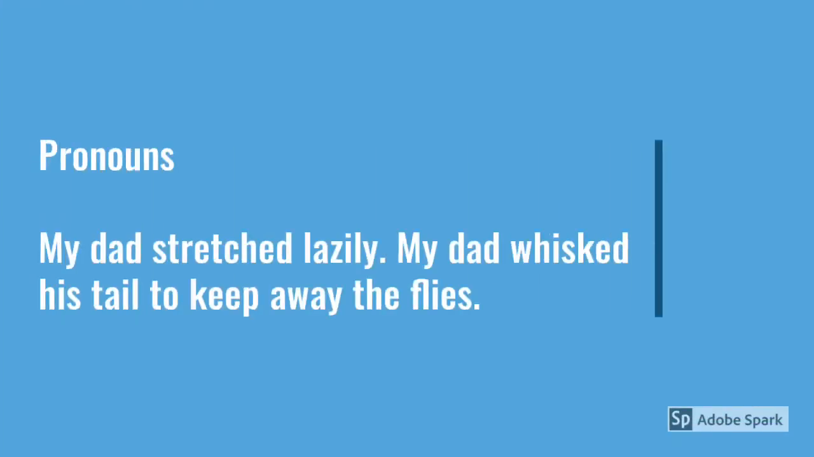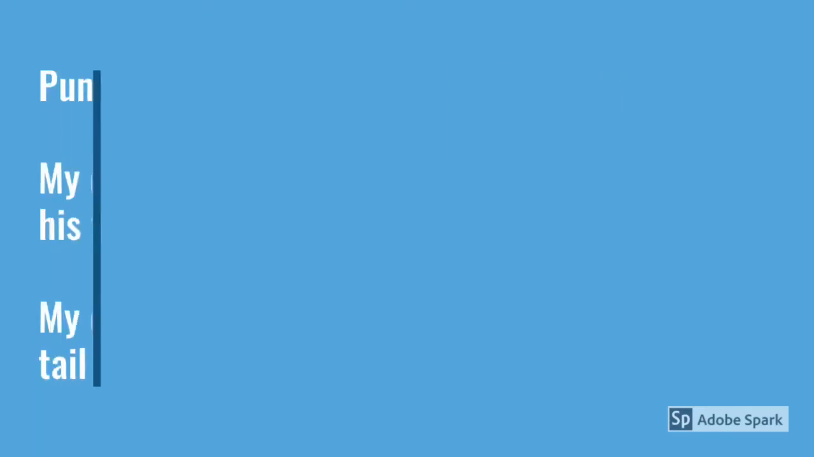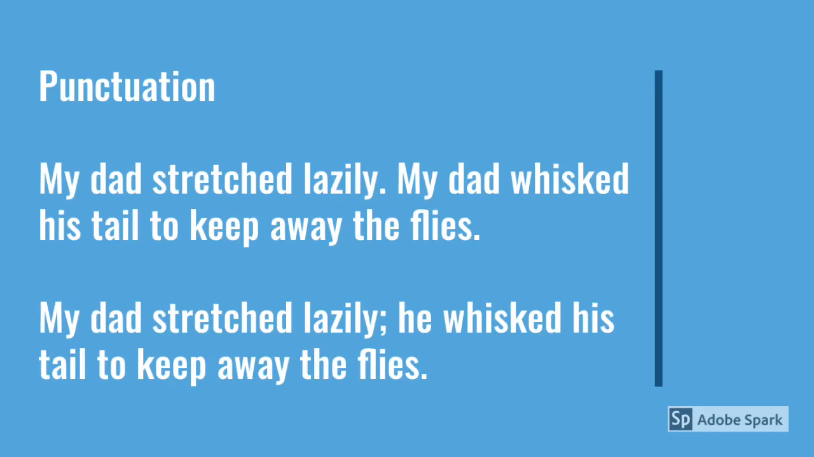The way you use pronouns can also help your writing flow. For example, my dad stretched lazily, my dad whisked his tail to keep away the flies is quite tricky to read. It flows much better if I write, my dad stretched lazily, he whisked his tail to keep away the flies. Even better, you could think about the punctuation that we've been practicing and join two linked sentences using a semicolon. My dad stretched lazily; he whisked his tail to keep away the flies.